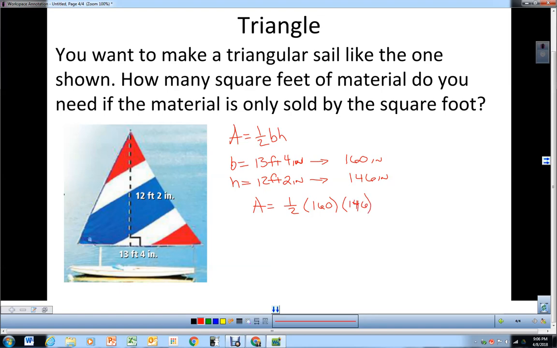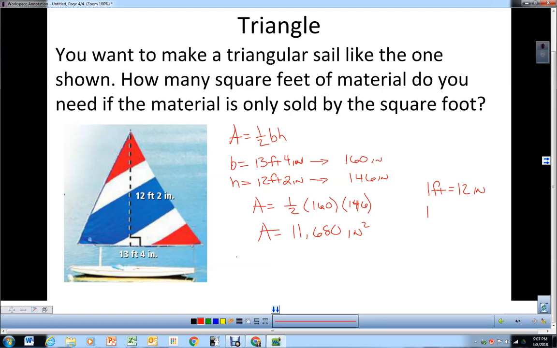So we'll plug these in our calculator, and that's going to give us the area is equal to 11,680. This would be square inches, because inches times inches gives us square inches. Now the question says how many square feet, so we have to convert this back to feet. So we do our unit conversion for feet. We know that 1 foot is to 12 inches.